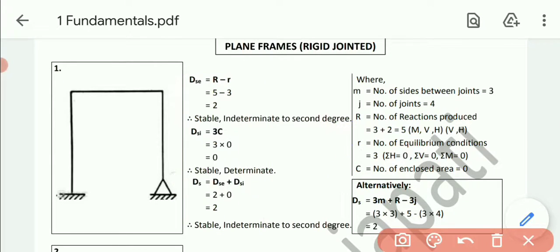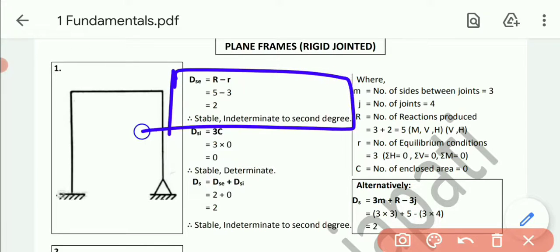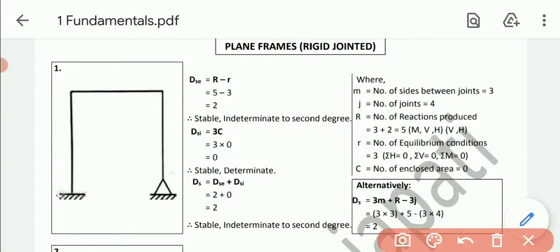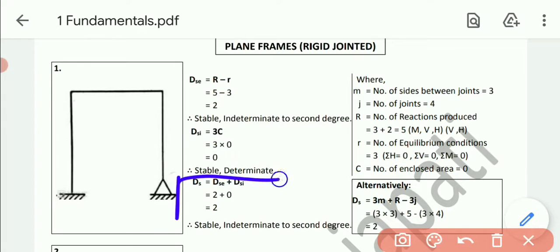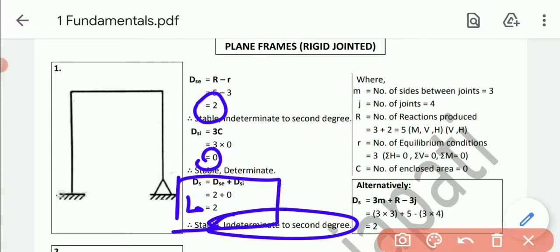So first of all DSE, capital R minus small r. Capital R is 5, small r is 3, 5 minus 3, the answer comes 2. So stable and indeterminate to second degree. DSI is 3 times C. As C is 0, 3 times 0, the answer will be 0, so that is stable and determinate. Finally DS equals DSE plus DSI, that is 2 plus 0, the answer comes 2, so stable and indeterminate to second degree.